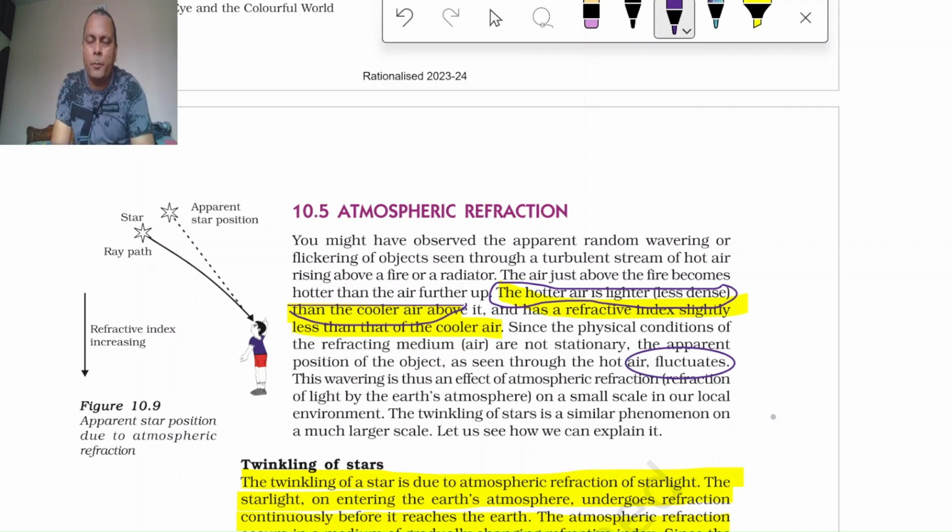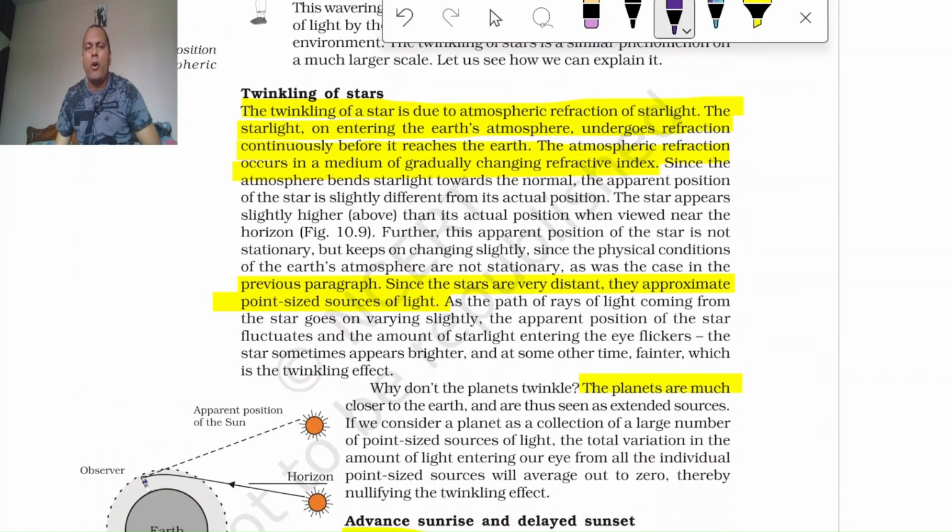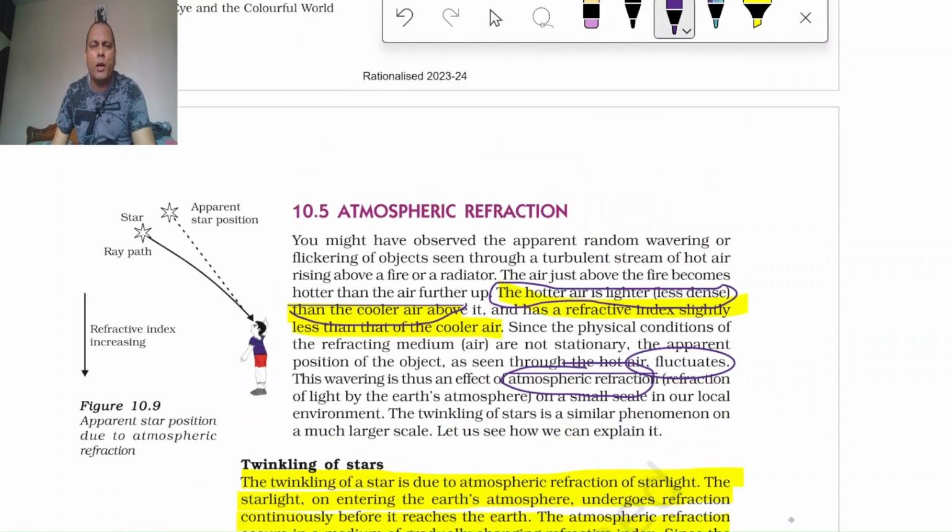When light passes from a low refractive index medium to a high refractive index medium, the object will definitely show in a flickering way. This phenomenon, this wavering effect, is called atmospheric refraction. And how is it happening? It happens because of the different refractive indices of the medium.